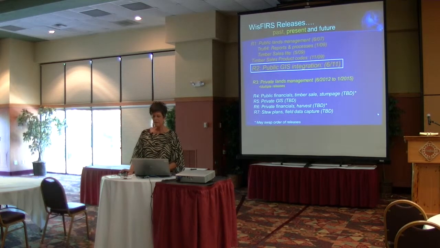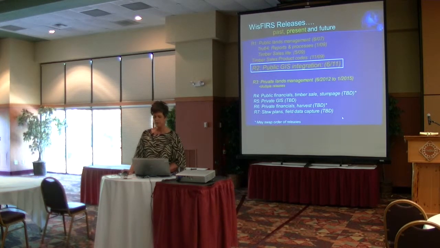Given the size of the system, we thought it was prudent to divide the development up into what we call releases. R1 and R2 in the burnt orange color here are actually already completed, and the portion that John's going to show you today is Release 2, the public GIS integration portion, so those are completed. Presently, we're working on Release 3, which is our private lands business portion, so all the tabular data for our private lands program is being worked on at the moment. And Releases 4, 5, 6, and 7, which includes the private GIS implementation, are still on the dock to be completed.